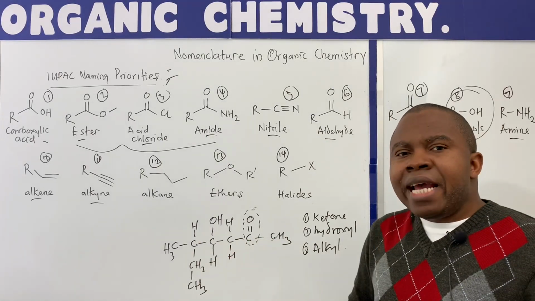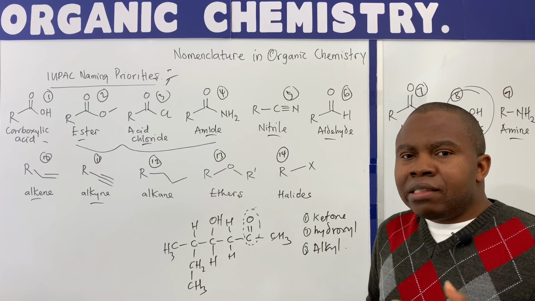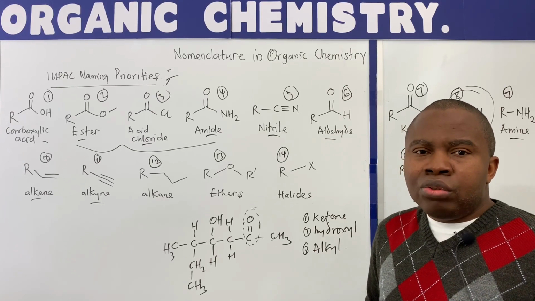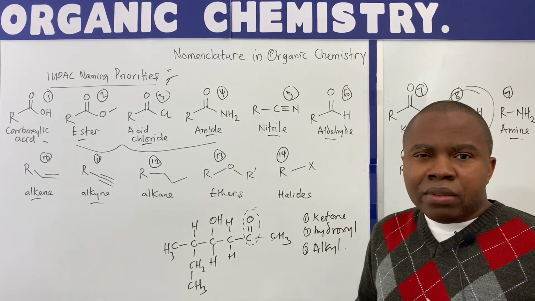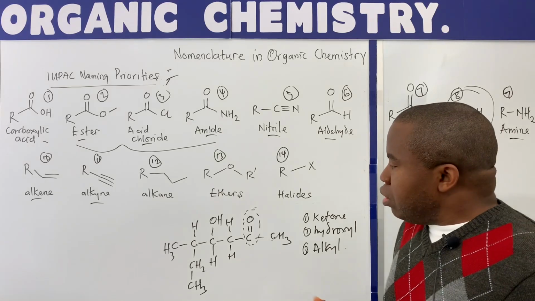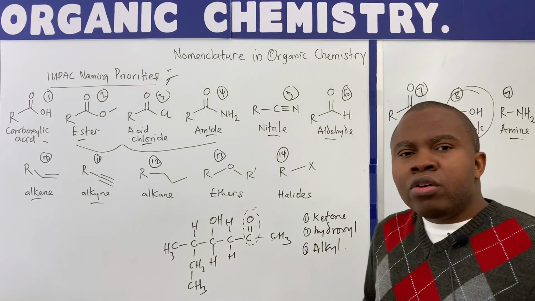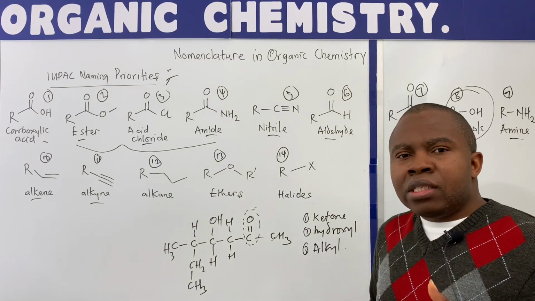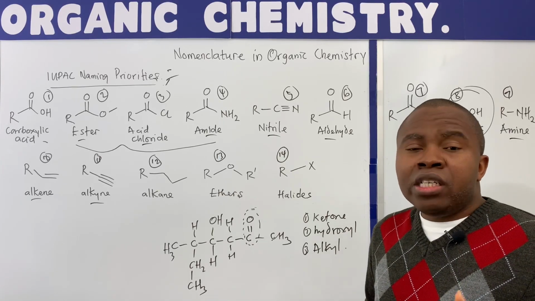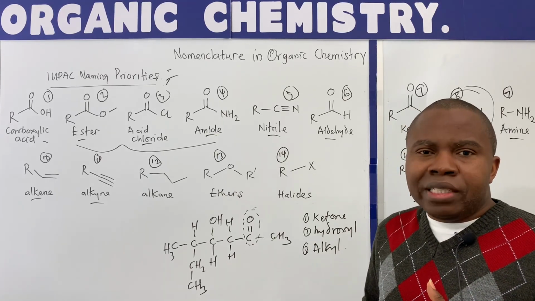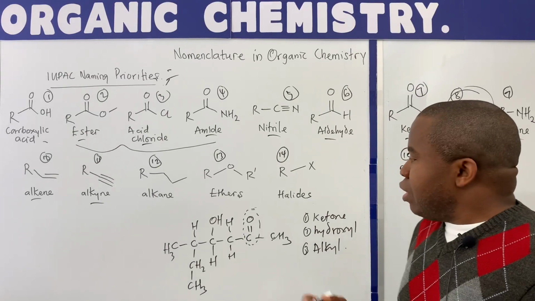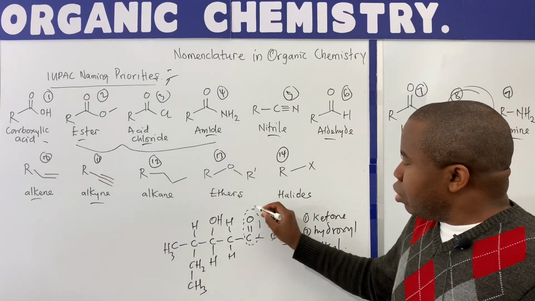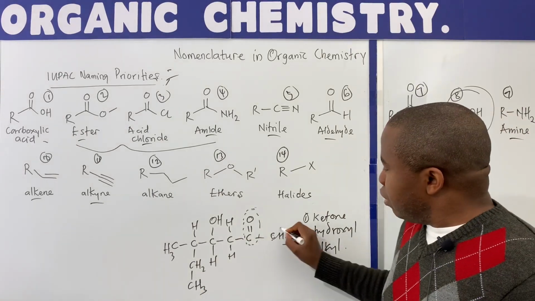But identifying the longest carbon to carbon chain is not the only thing that we need to do when trying to assign the parent name. We also need to make sure that we follow the direction that gives us the lowest possible number for the substituents that are present in the molecule. So in this case, this is the parent structure.